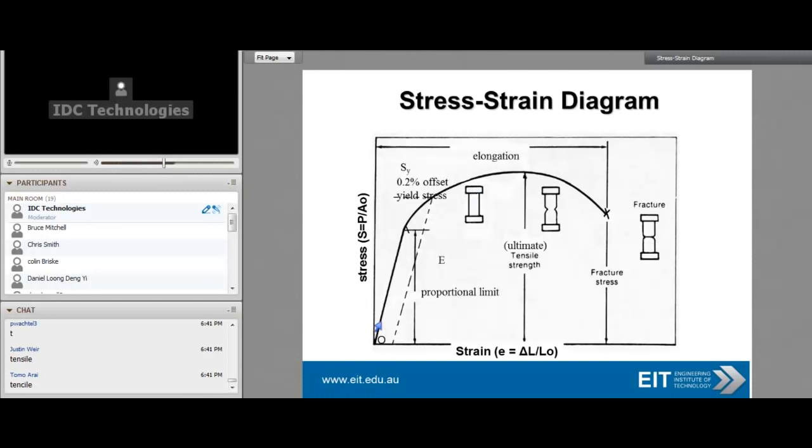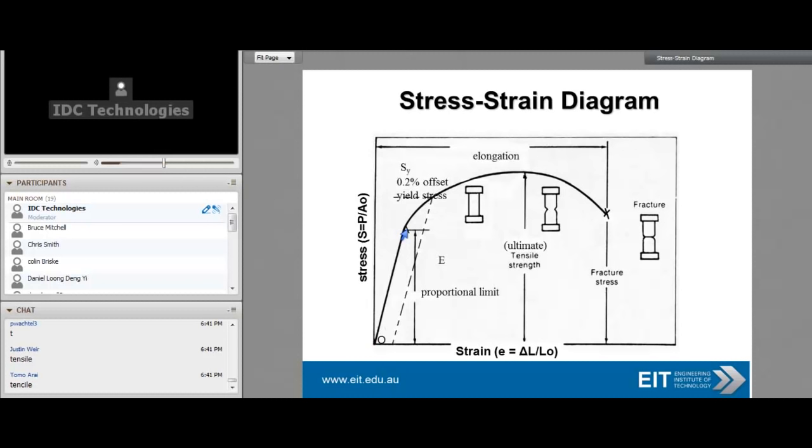Now, in this region here where we've got a linear relationship between stress and strain, this is called the limit of proportionality. In other words, stress is proportional to strain. It's linear. Then we get to a point here that we call the elastic limit. In other words, elastic limit is that stress applied to the material that will, when it's removed, allow the material to go back to its original dimension.